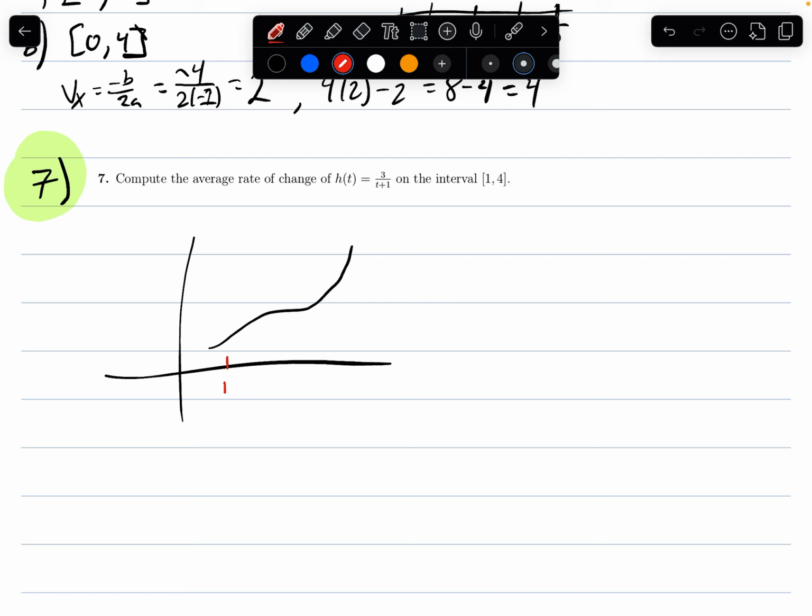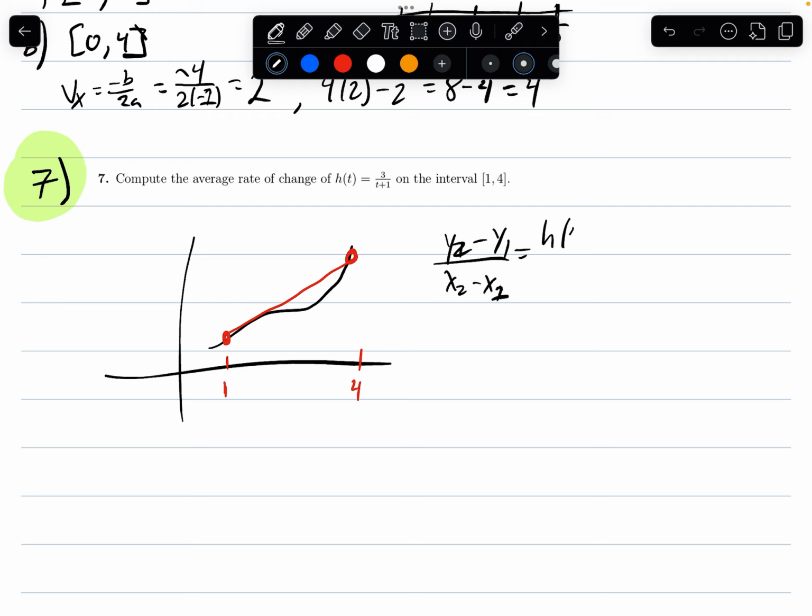I know that at 1, I get this point. At 4, I'll get this point. And to compute the average rate of change, I just draw the line between them, and I get the slope of that line. Well, the slope of the line is just the slope between the 2 points, which is going to be, I'll call it h. If you remember your formula, it's y2 minus y1 over x2 minus x1.